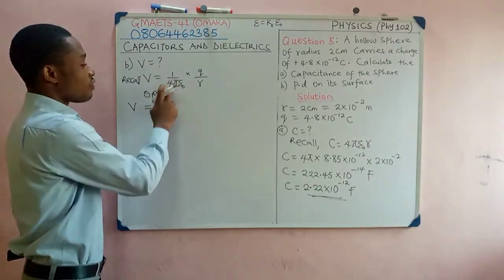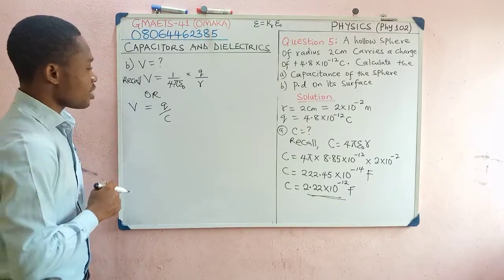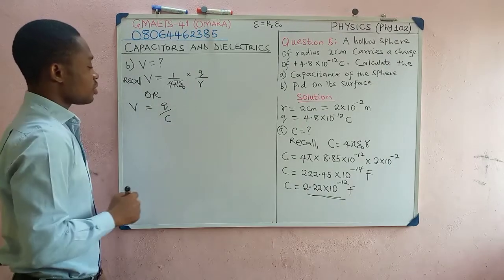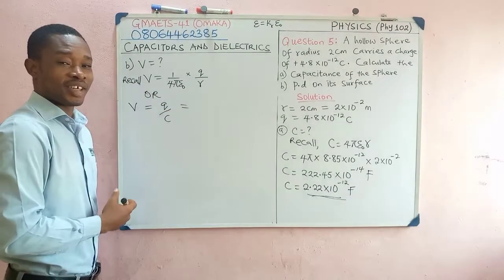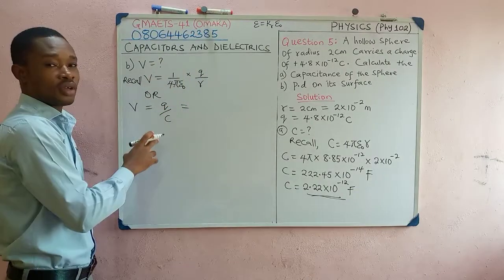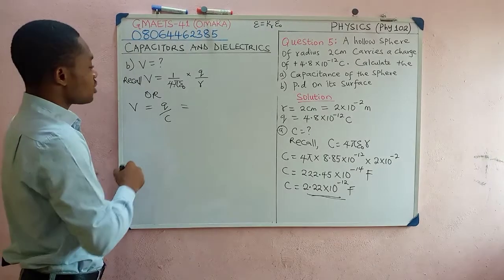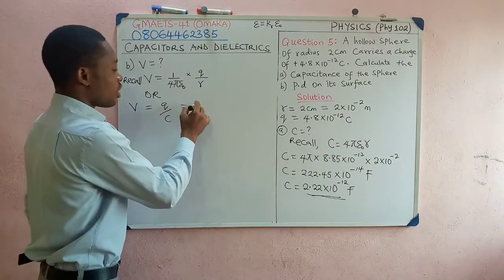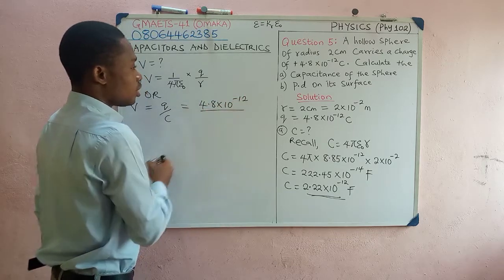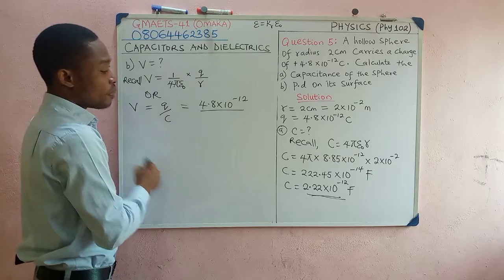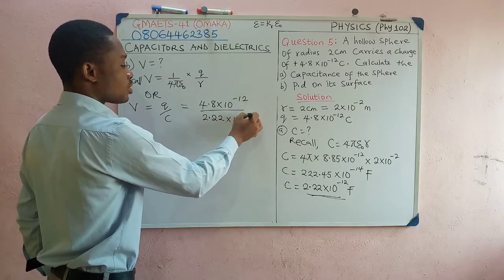So either of them you use, you still get the same result. If you're using this, 1 over 4 pi epsilon naught is 9 times 10 raised to the power 9. Take note of that. Then multiply by the charge divided by the radius. So you can work it out using this; they will still give you the same thing. Let's substitute here. The charge on the sphere is given to be 4.8 times 10 raised to the power minus 12 coulomb, divided by the capacitance, which we already calculated to be 2.22 times 10 raised to the power minus 12 farad.